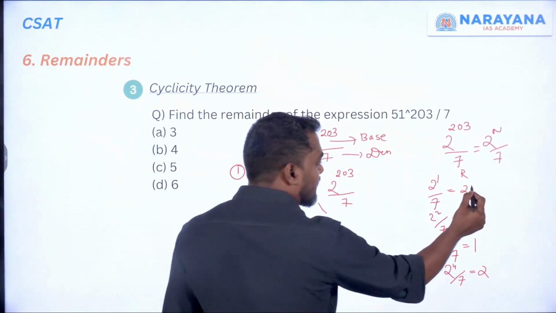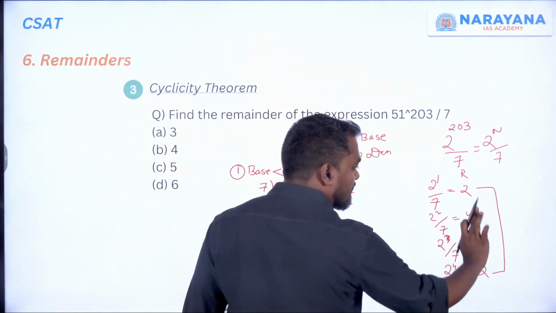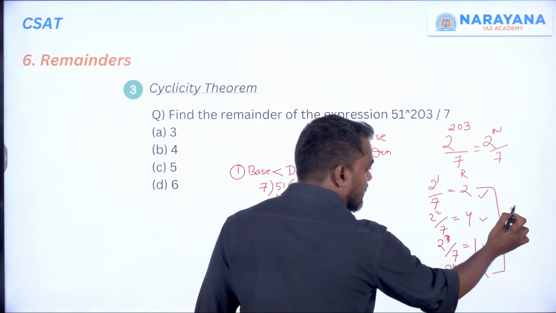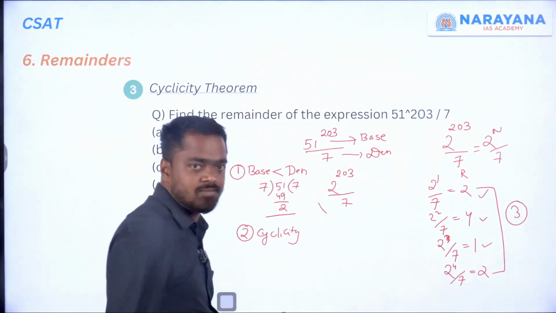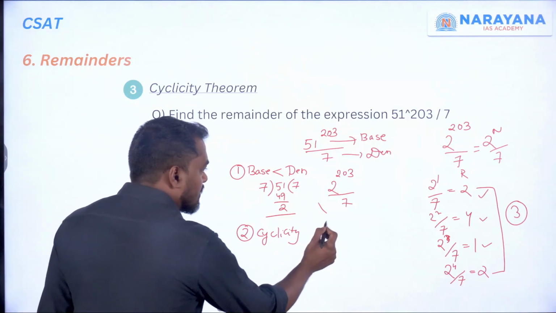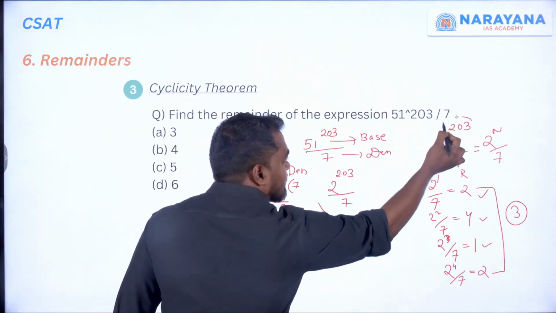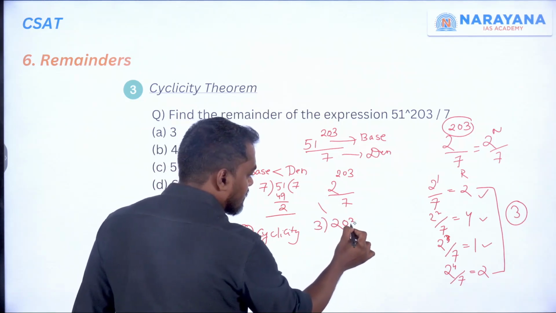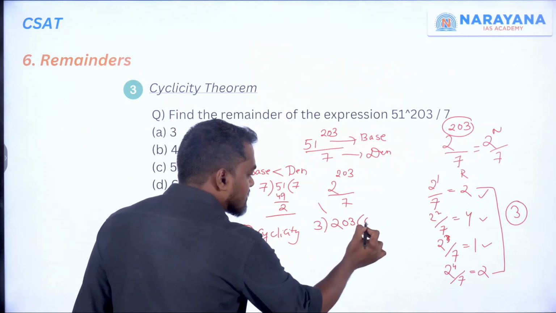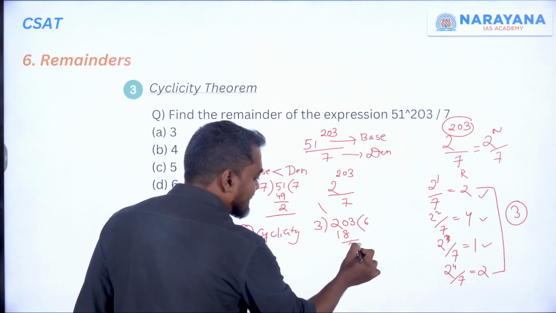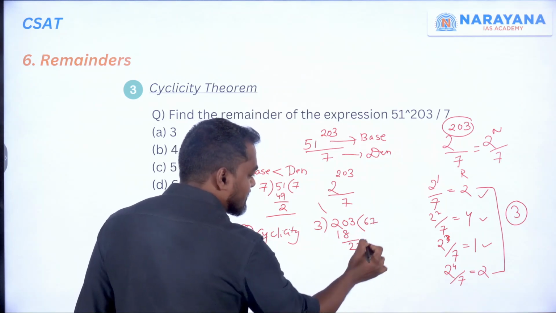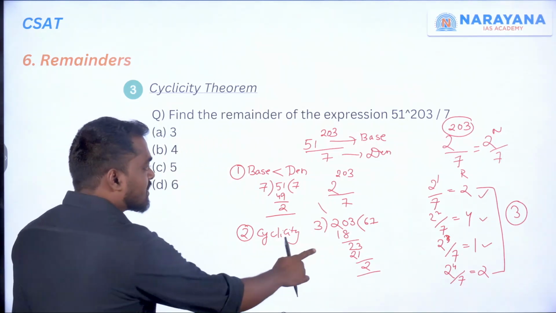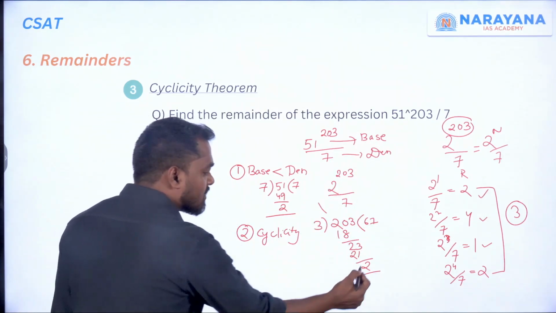Now the remainder is repeated. You have to count when the remainder is repeated. You have to count only the previous steps 1, 2, 3. So cyclicity is 3. Now divide this n, that is nothing but 203, with this cyclicity 3. 3 sixes are 18, 23, that is 3 sevens are 21. You are getting 2. Now substitute that n with this remainder 2.